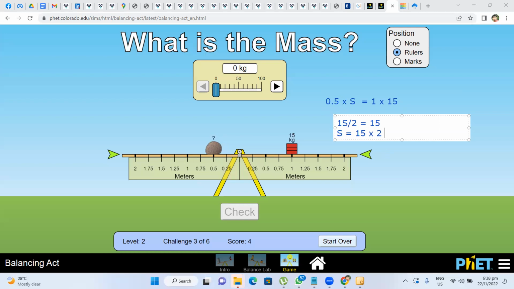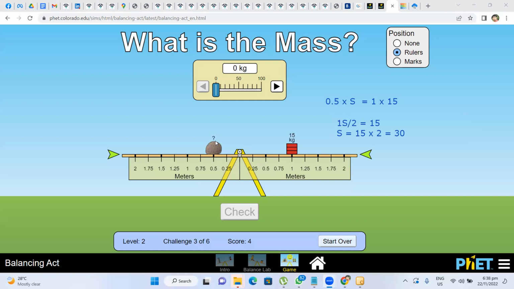So what is this then? S is 30. I said that today I'm not going to teach you the maths lesson, but I'm just telling how to discover the answer using ICT and maths together, using tools and also using the subject. That is what I want to show you. With the tools, you can do more. You can interactively practice. So what is the mass of this stone?